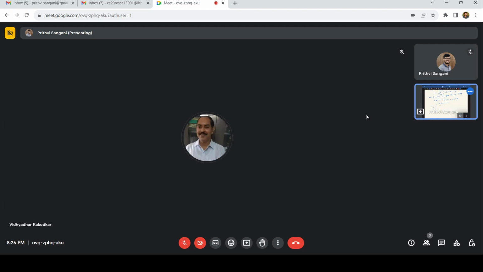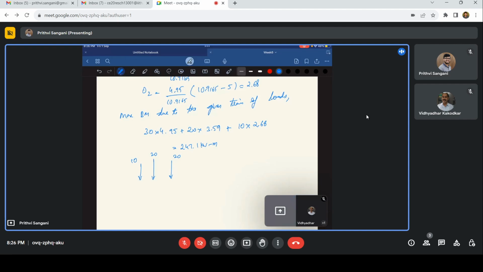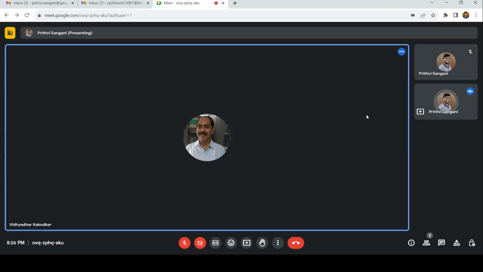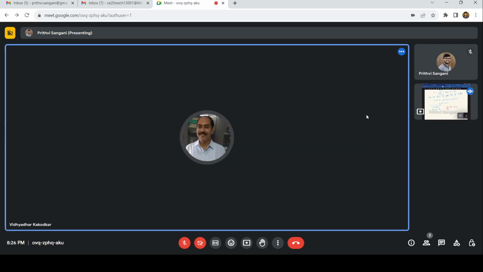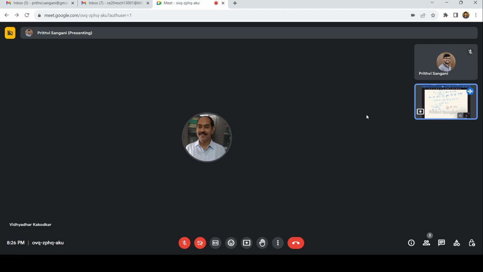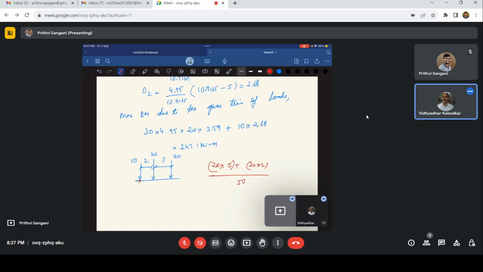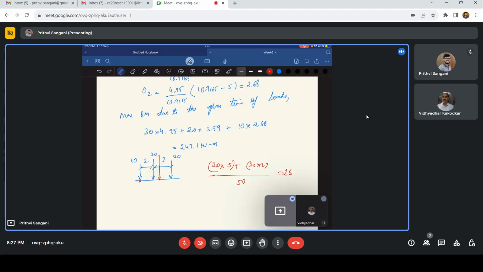So what happens in this case? Do you want the same spacing or some different spacing? We'll try with the same spacing. Okay, so we'll have 2 meters and this is 3 meters. So 20 times 5 plus 20 times 2 divided by 50. So 140 divided by 50, 2.8. So again, it is somewhere here, this is 2.8.